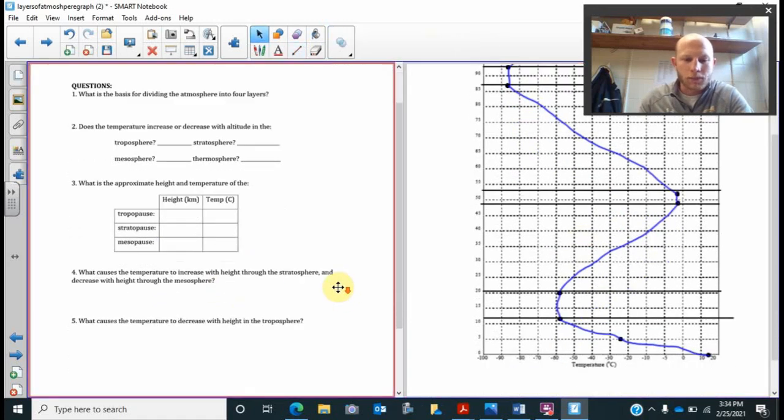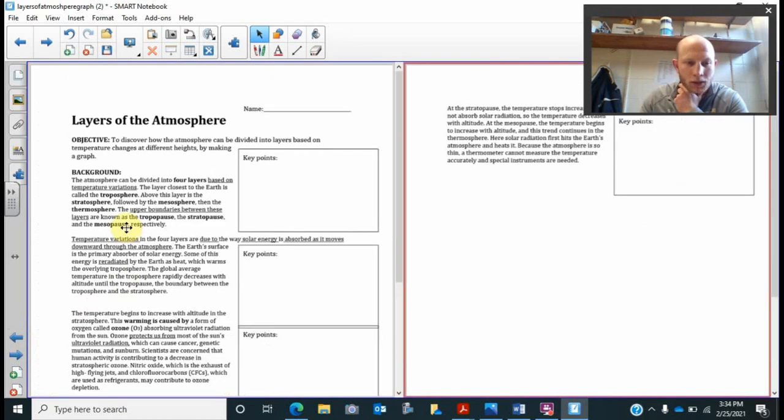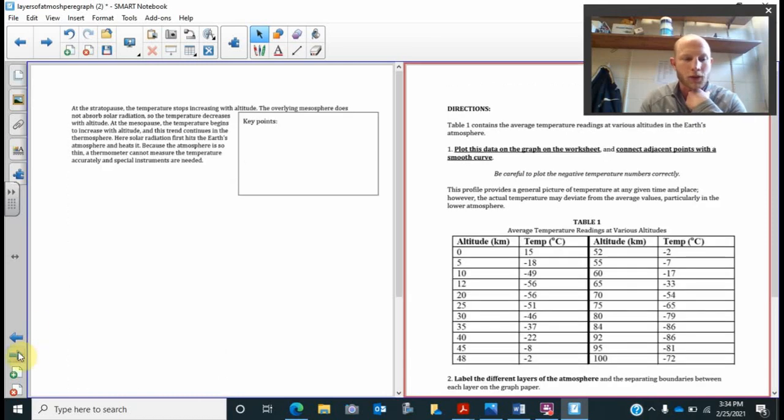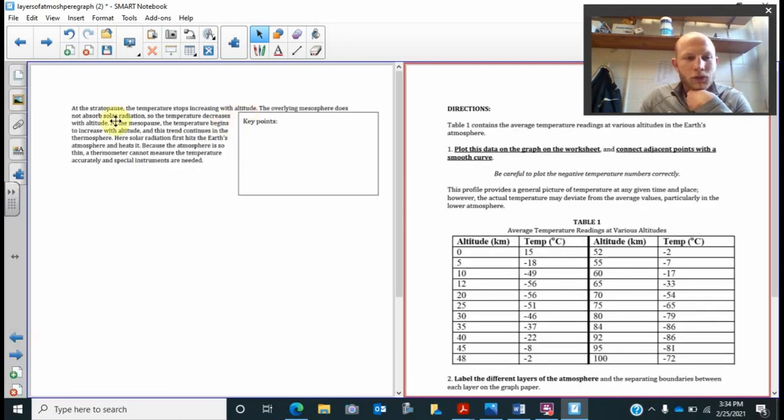Okay, so then we get down here to number 4. What causes the temperature to increase with height in the stratosphere? Why are we increasing? If you remember, we talked the other day about the ozone layer and this warming. The temperature begins to increase with altitude in the stratosphere. The warming is caused by a form of oxygen called ozone, absorbing ultraviolet radiation from the sun. So there's the first part. Then it says, why does it decrease in height with the mesosphere? The overlying mesosphere does not absorb solar radiation, so the temperature decreases with altitude. There's your second part.